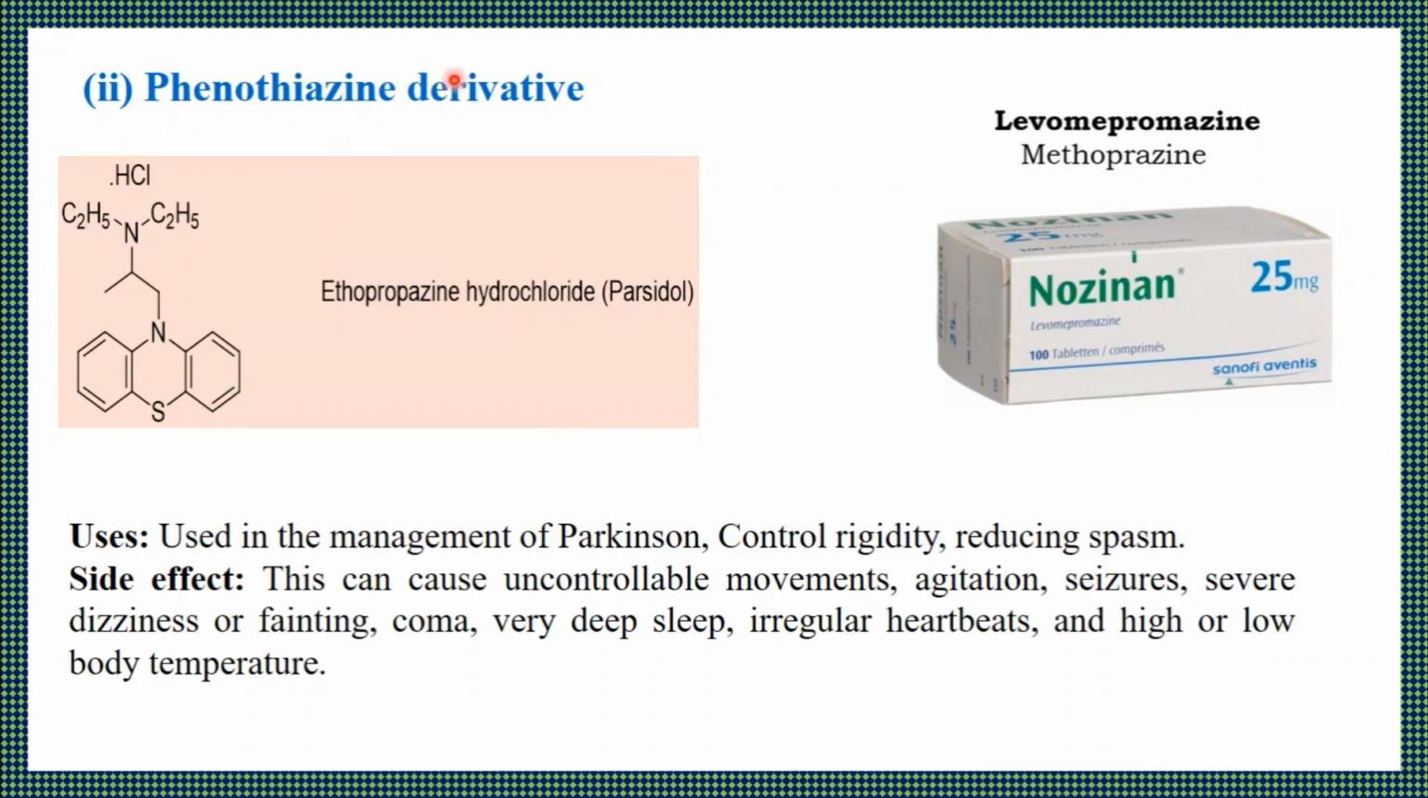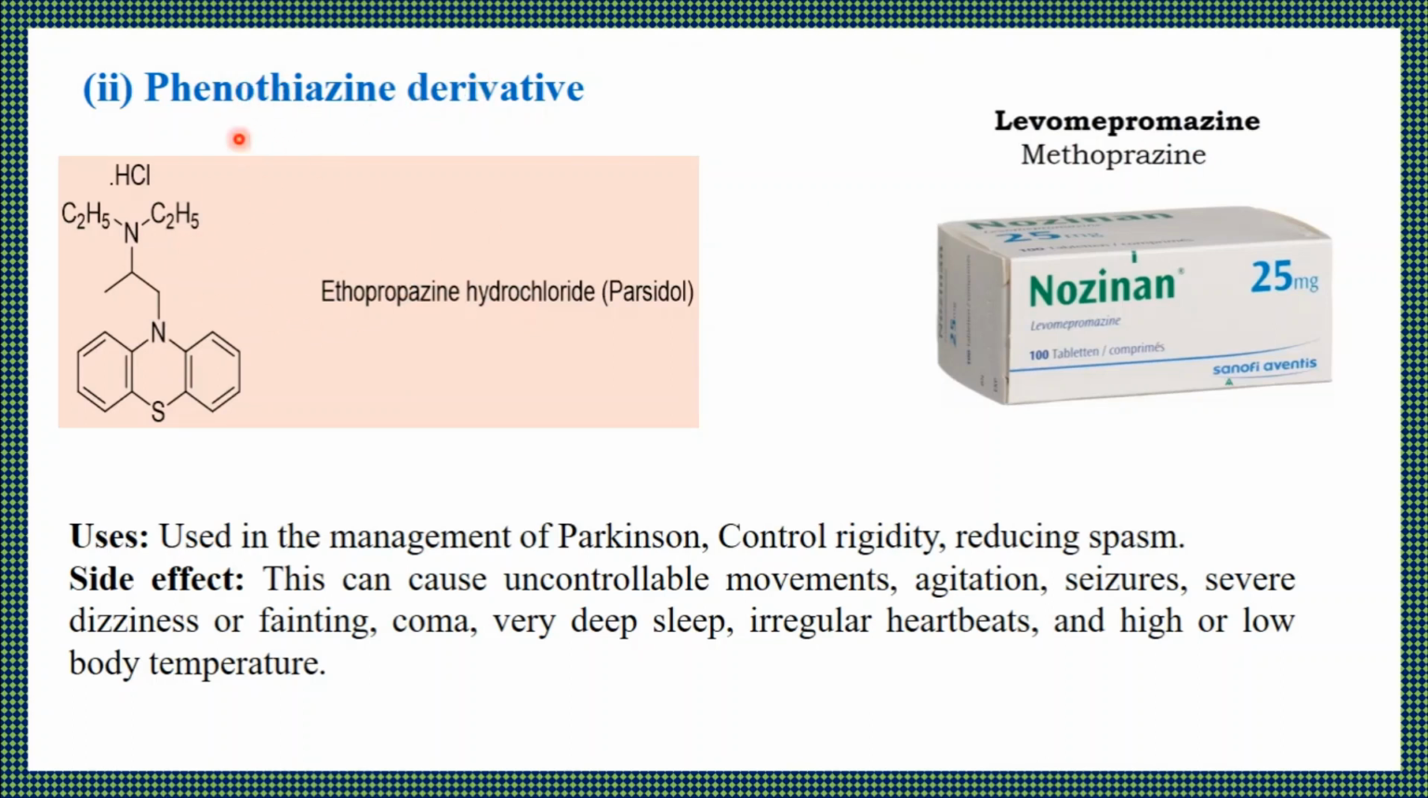Then the next class under the anticholinergic agent is phenothiazine derivative. It has this phenothiazine moiety, and the example is ethopropazine hydrochloride. They are present in salt form. It is also called profenamine, a derivative where the CH is replaced by methane. This is the structure of ethopropazine hydrochloride, and it's a phenothiazine derivative.